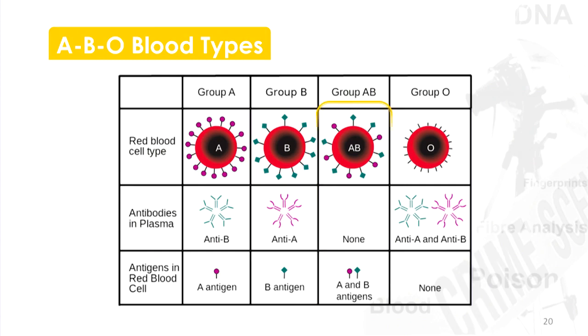So if you're AB, where you have both sets of antigens, then you don't have either kind of antibody. If you're type O, where you have neither kind of antigen, then your blood will contain both sets of antibodies.